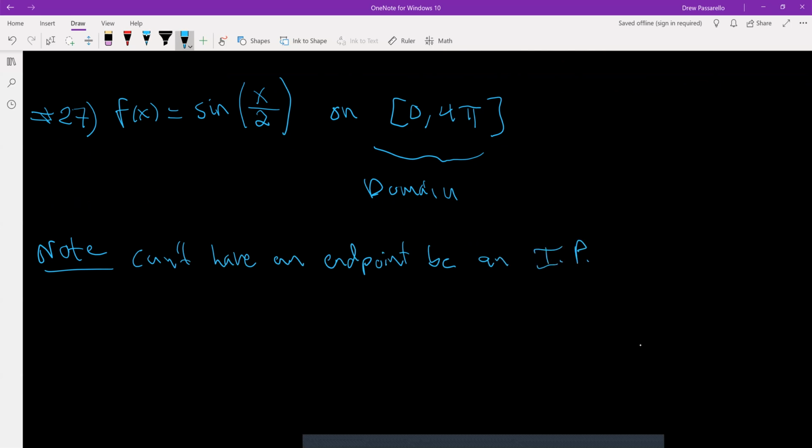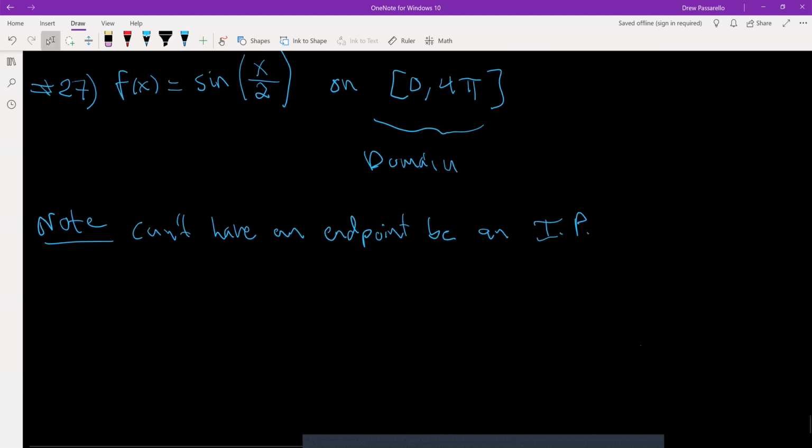All right, so 0 and 4 pi are not going to be inflection points. You might work the problem out and get potential inflection points, and let's say they happen to involve 0 and 4 pi. Well, then you would eliminate those two choices. You can't have the endpoints be an inflection point. All right, so we're going to have to use the chain rule because of the inside function x over 2.